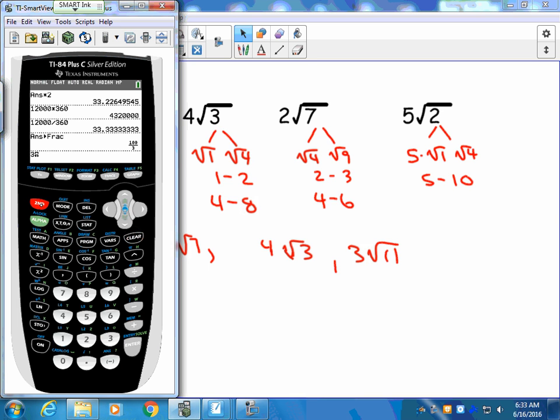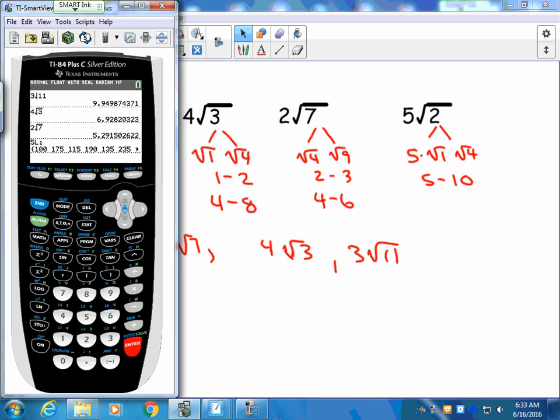So 3 times square root of 11, we get 9.9. Let's do 4 square root of 3. 6.9. 2 square root of 7, 5.2. So we were right in organizing those two. 2 square root of 7 is less than 4 square root of 3. And now our last one, 5 square root of 2.